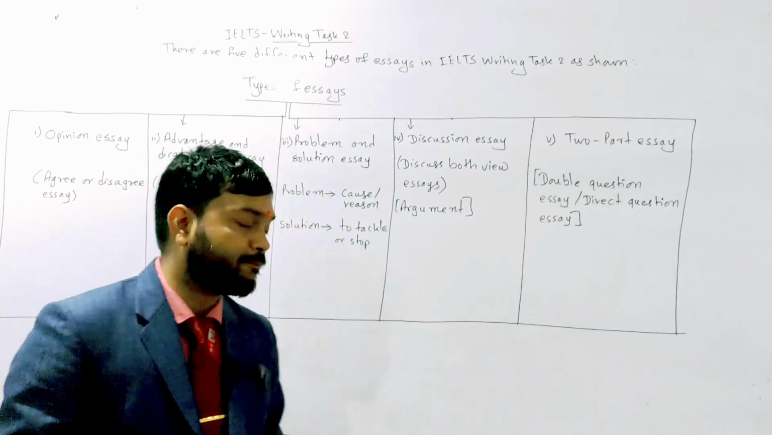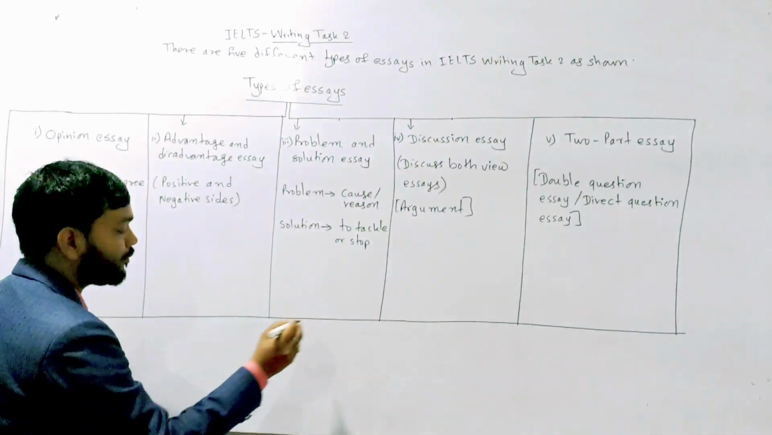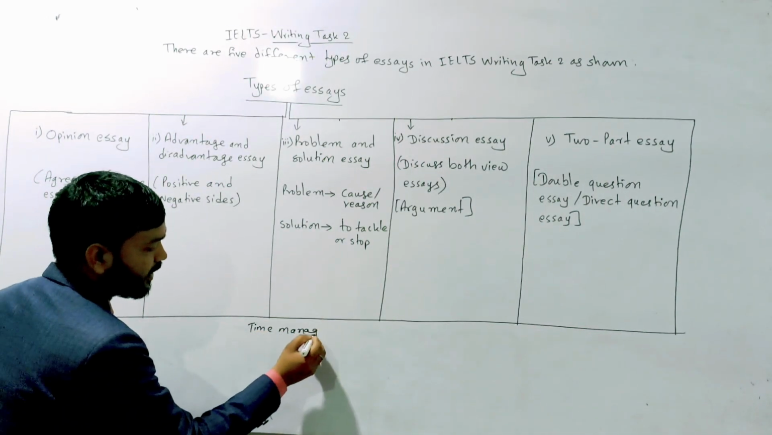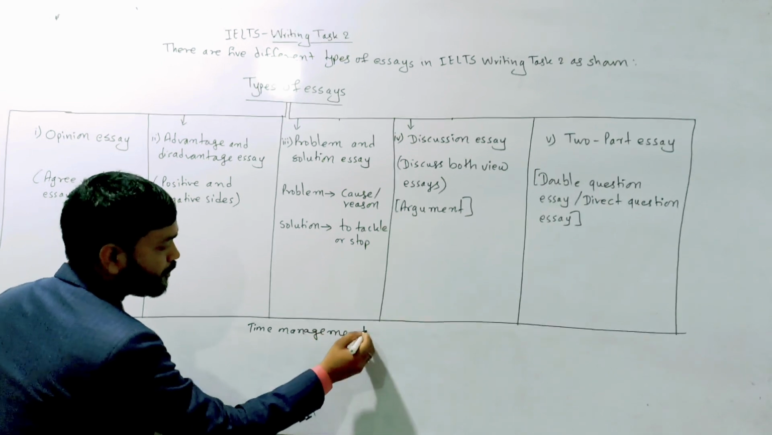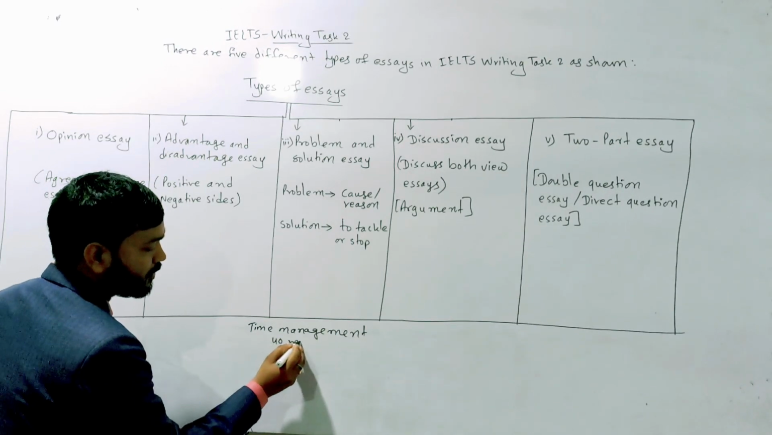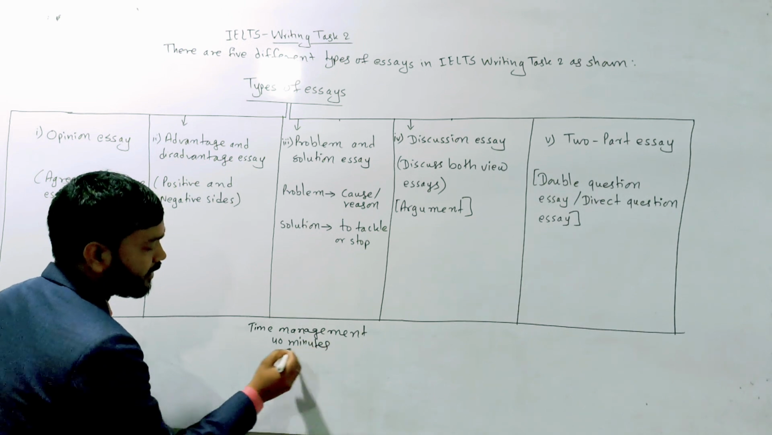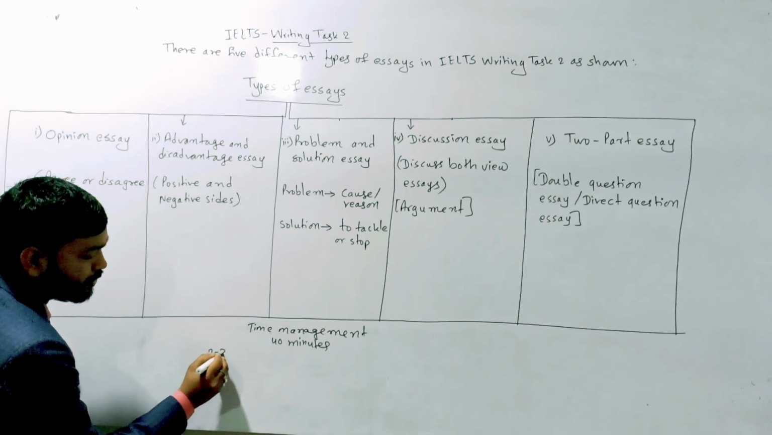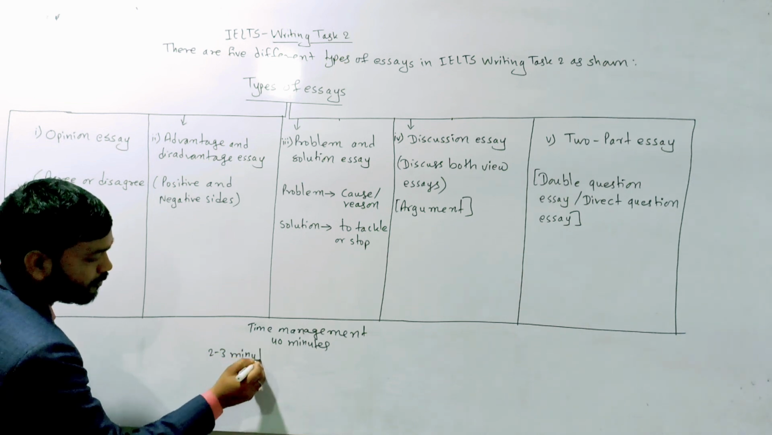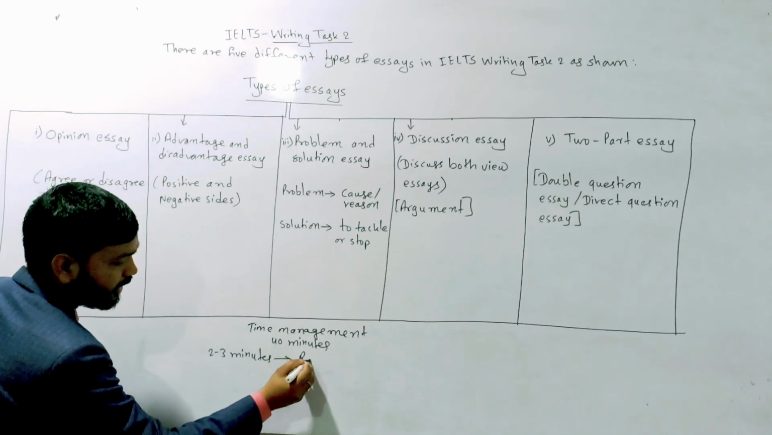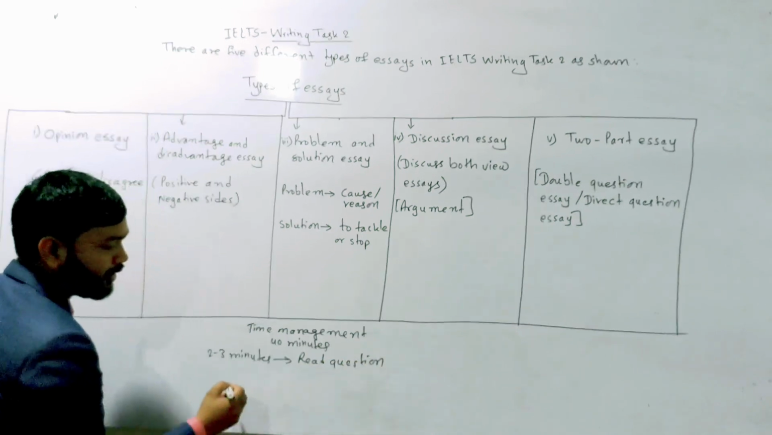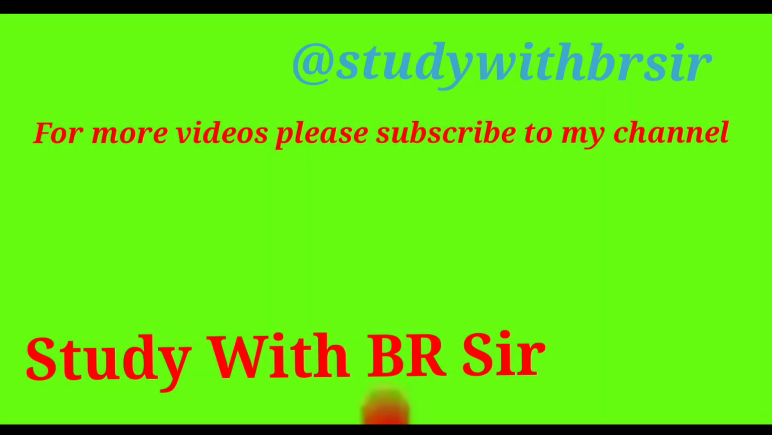And remember one thing, most students have a problem with time management. So how do you divide your time? You have 40 minutes, right? I want to give you 2 to 3 minutes to read the question. This is for the brain.